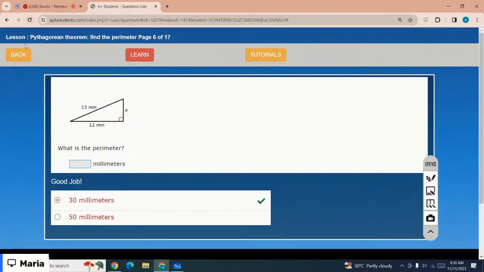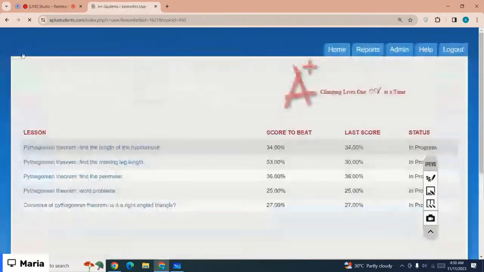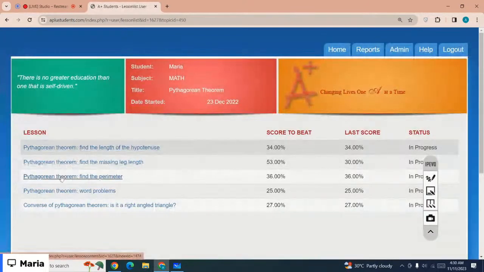Okay, you can complete the lesson by yourself later today. Let me just move on to the next lesson. The next lesson is, I think, the word problems. And you have to do the word problems on your own. So let's just start with the last one.